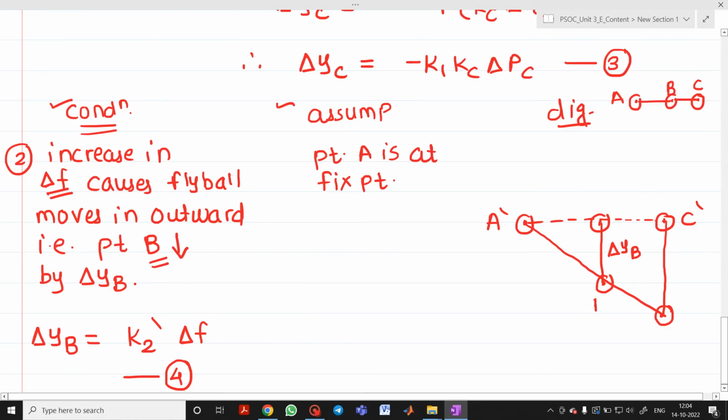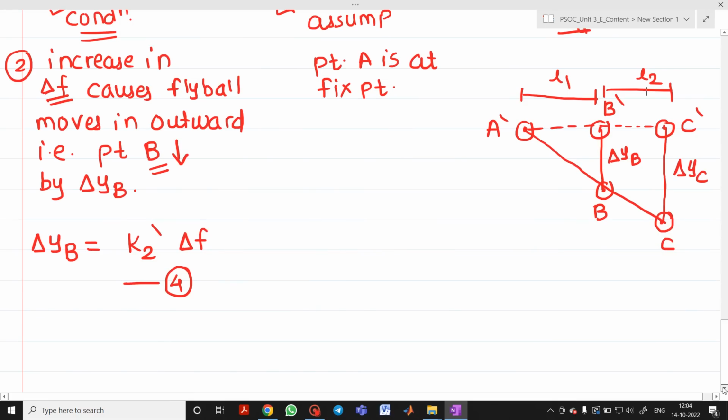This is your B, this will be B dash, the initial position, and this will be C. So the movement of point C will be denoted by delta YC. The distance between A and B dash is L1, and the distance between B dash and C dash will be equal to L2. So this is the diagram we will get. Now, again I will apply a triangle. First we will take triangle A, B dash, B. Refer to this. Which one are we taking?